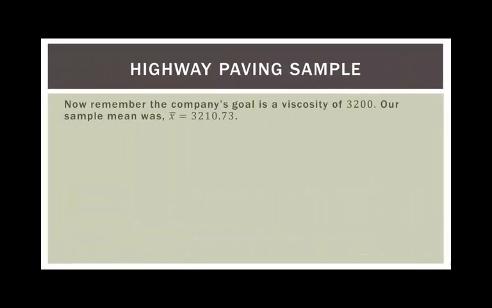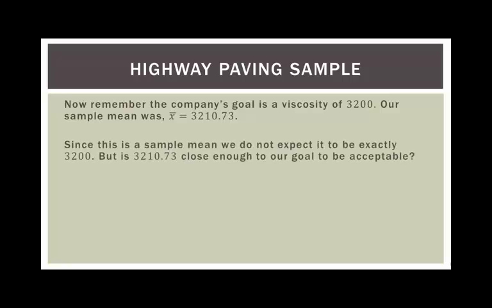Now remember, the company's goal is a viscosity of 3,200. Now our sample mean was 3210.73. Since this is a sample mean, we do not expect it to be exactly 3,200. I mean, it could be by sort of luck, but it's probably not going to be. But the question is, is 3210.73 close enough to our goal to be acceptable?